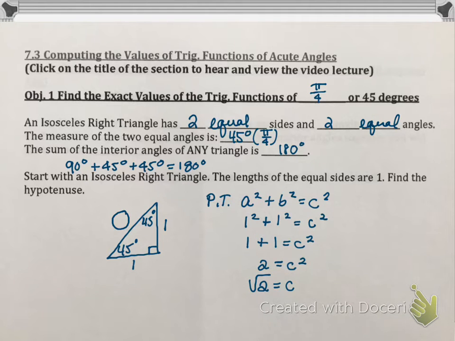By the way, we actually have two answers. It's plus square root of 2 and minus square root of 2. Because I'm talking about length, I'm just going to use the positive square root of 2. All right, so now I have my isosceles right triangle, and we're going to be using this to find the trig functions on the next page.